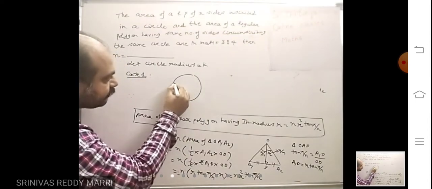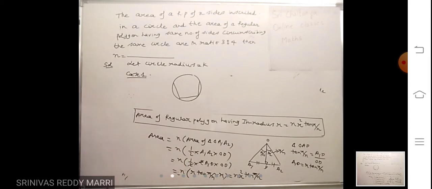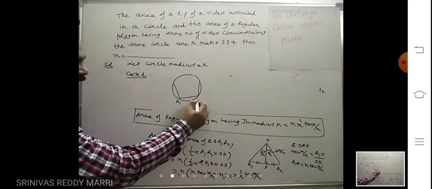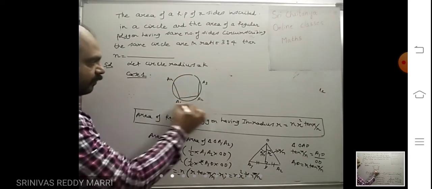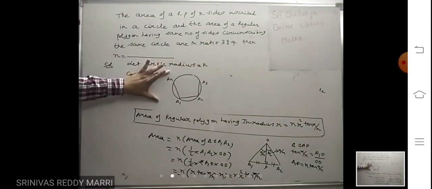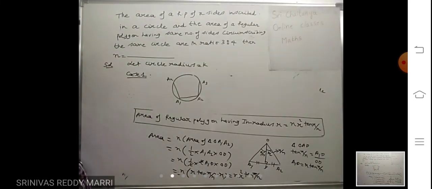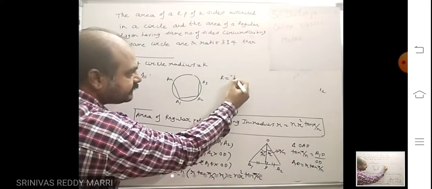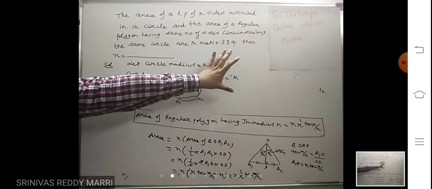That means the diagram will be like this. This is A1, this is A2, this is A3, like that. It is an n-sided polygon, clearly inscribed in a circle. For this circle I have taken radius k. That means this is the circumcircle, so capital R is k. If the circle is outside, capital R is k.